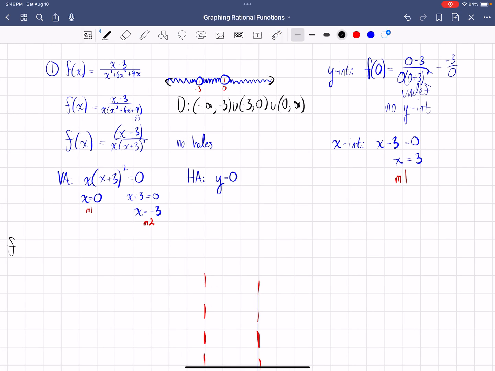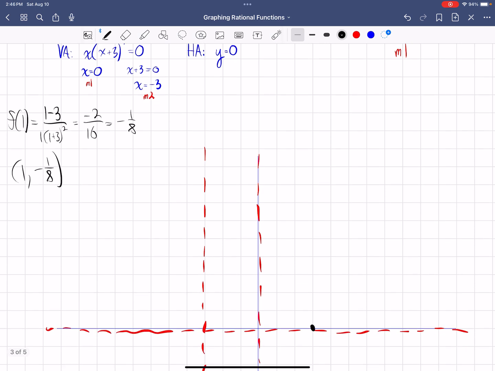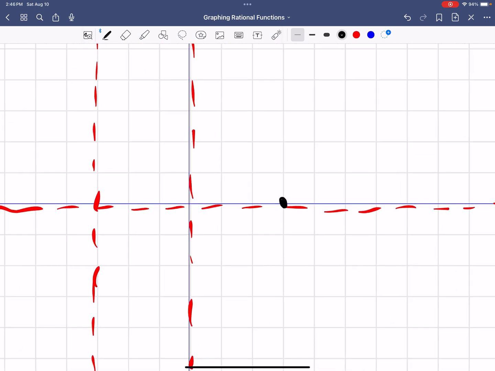We'll say f of 1, just to get some information, is 1 minus 3 over, we'll use the factored version, 1 times 1 plus 3 squared. So we get, let's see, negative 2 over 16, or negative 1/8. So we just found a point at 1 comma negative 1/8. So let's plot that. 1, negative 1/8. That will be right here.